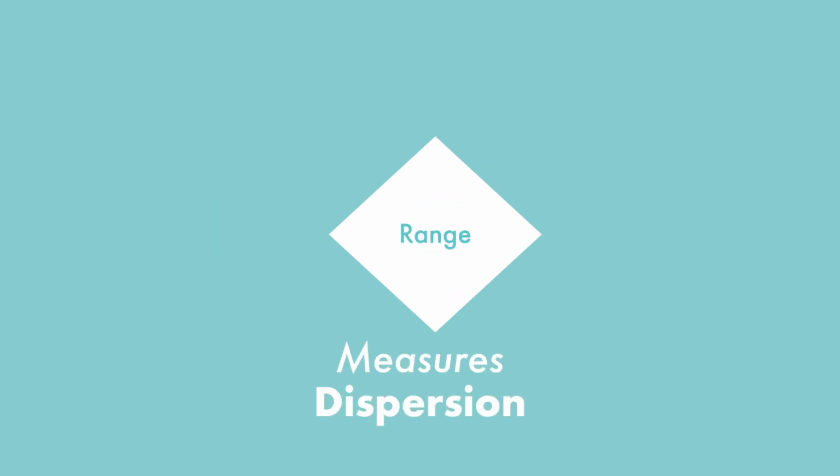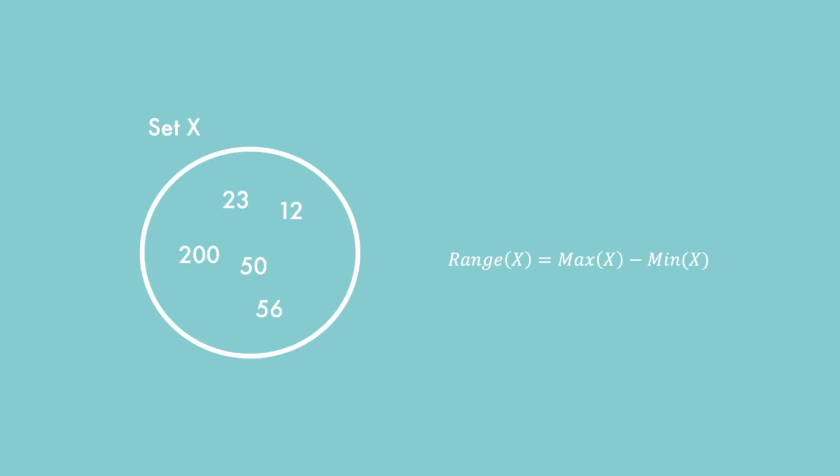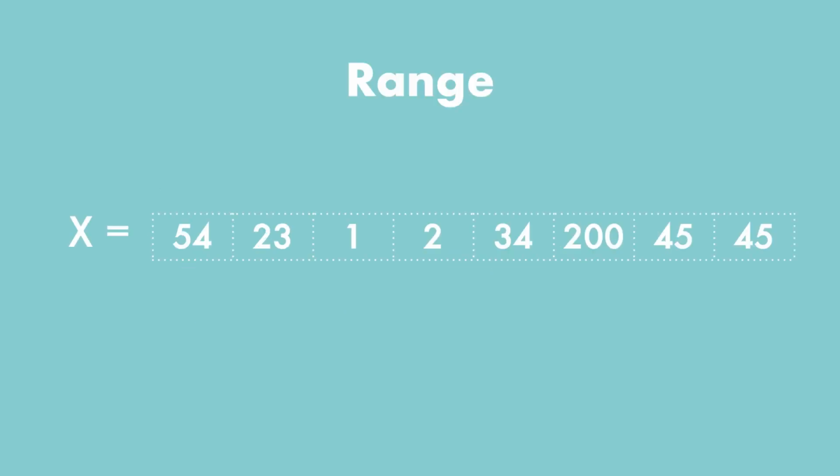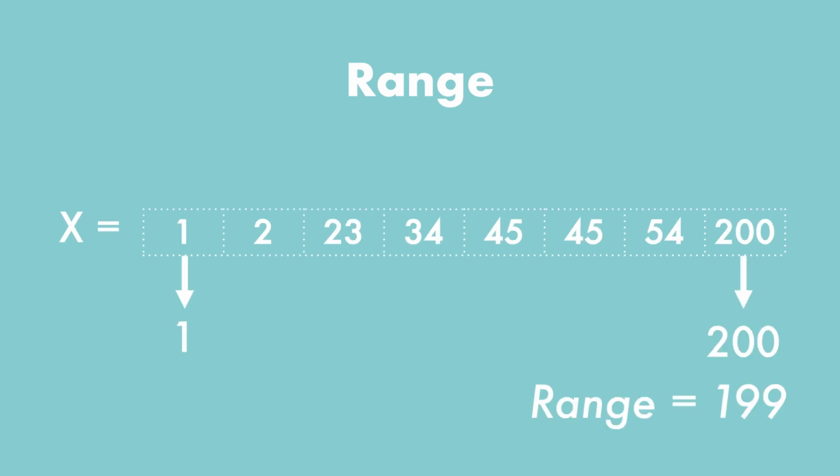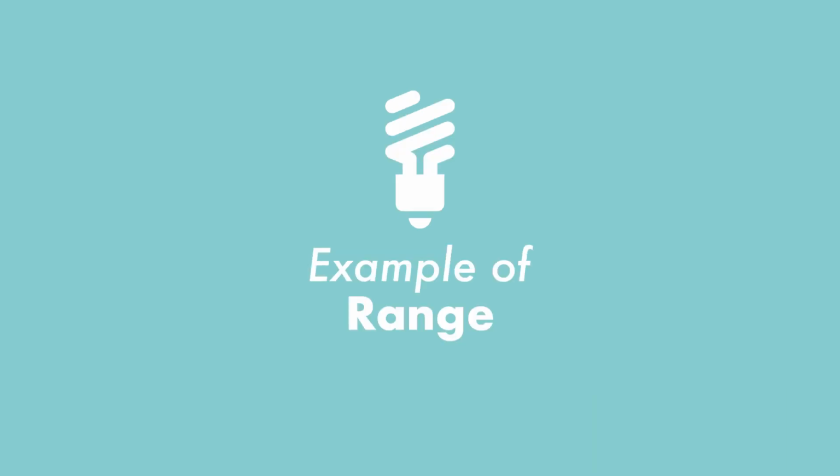Let's start by discussing the usefulness of the measure range. The range of a set in statistics is the difference between the largest element of that set and the smallest. In other words, to find the range of a list of numbers, simply subtract the smallest element from the largest. Let's see this with an example.